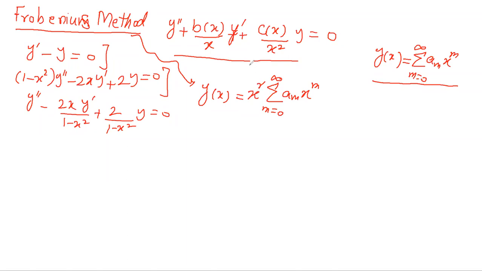So I think now it is clear why we will be using the Frobenius method. For the singular case, or where these functions are not analytic, we will be using the Frobenius method. And for analytic functions, we will be using the power series method, the normal power series. Anyway, both of these power series are not very much different from each other.